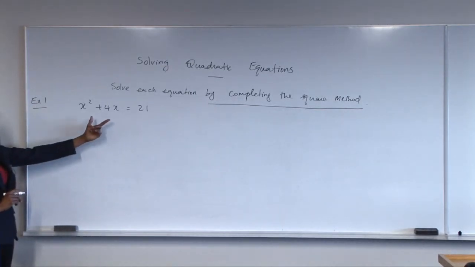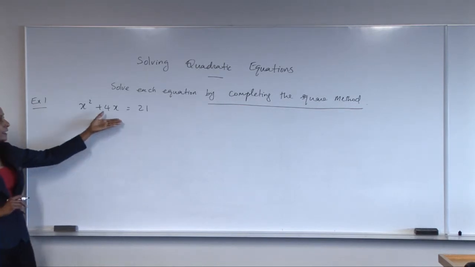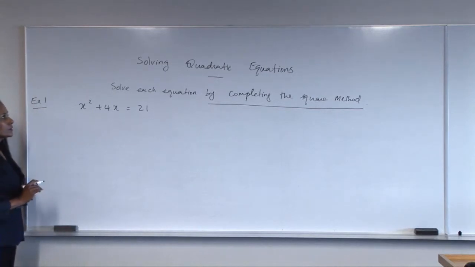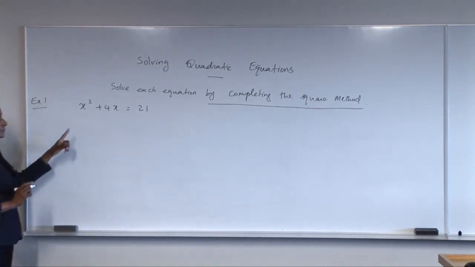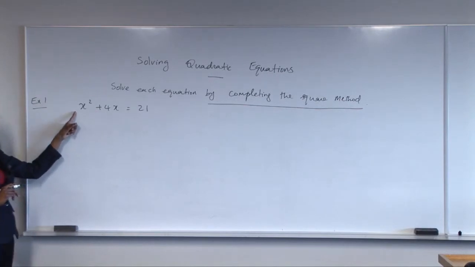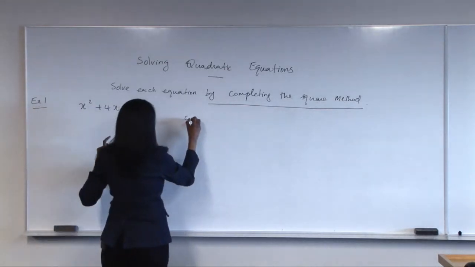When you solve these equations by completing the square method, you keep the x squared term and x term on one side, and you keep the constant on the other side. Then the first step is to check whether the coefficient of x squared is 1. If it is not 1, then divide both sides by that coefficient. Here, what is the coefficient of x squared? It is 1. So that's the first step you have to see.